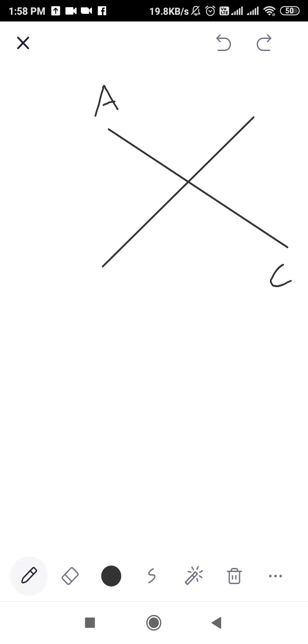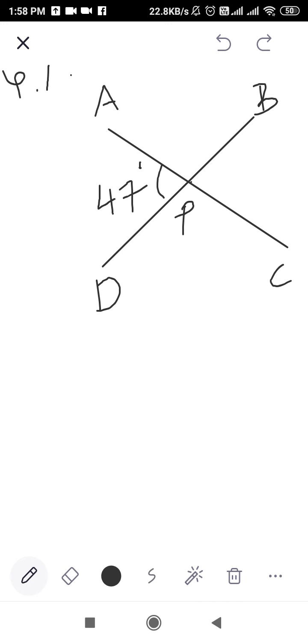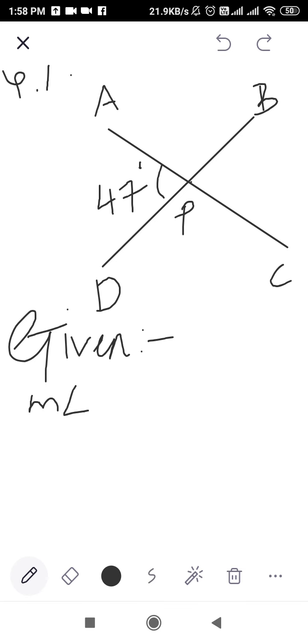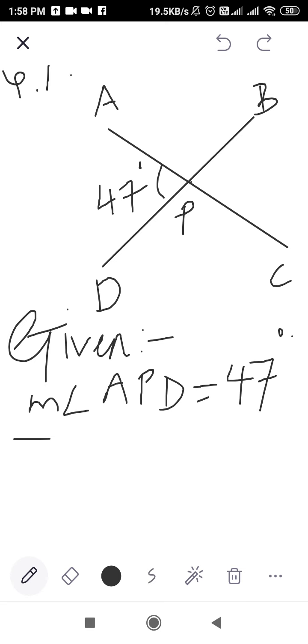AC, BD, they're intersecting at point P, right? And angle APD is 47 degree. Okay. Now first we will write what is given and what we have to find. Okay. Question number 1. So what is given to us? Measurement of angle APD is equal to 47 degree.